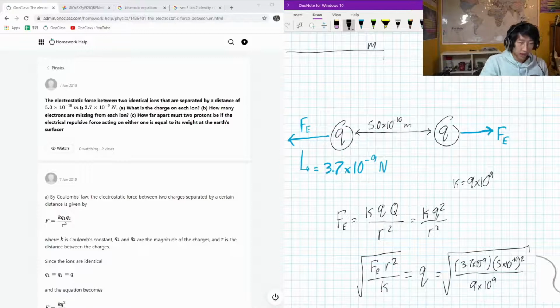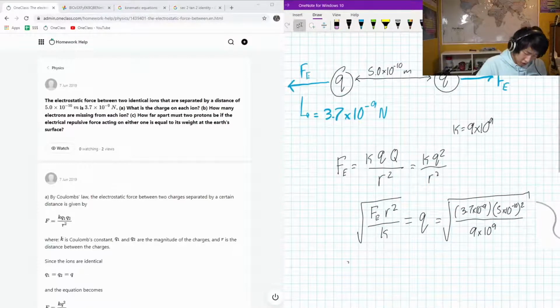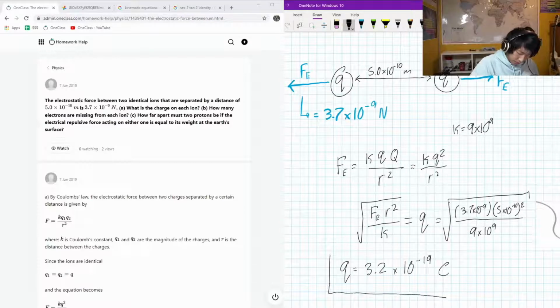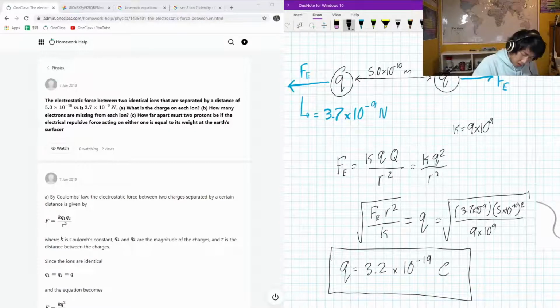So my calculation for the charge Q is 3.205. We only have two significant figures, so that's what I'll need to leave it as: 3.2 times 10 to the negative 19 coulombs. So this will be the charge of the ions.